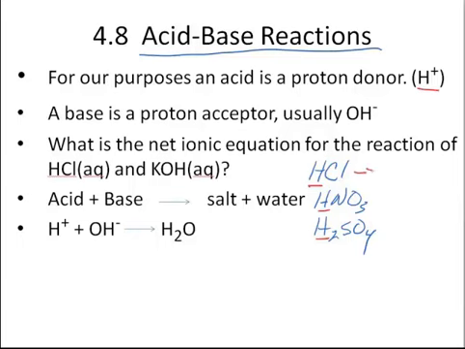So if you can imagine this breaking up, it's going to break up into an H+ and a Cl-. This is going to break up into an H+ and an NO3-. Two H+ and an SO4 2-. All right. So for right now, acids are going to be considered proton donors.